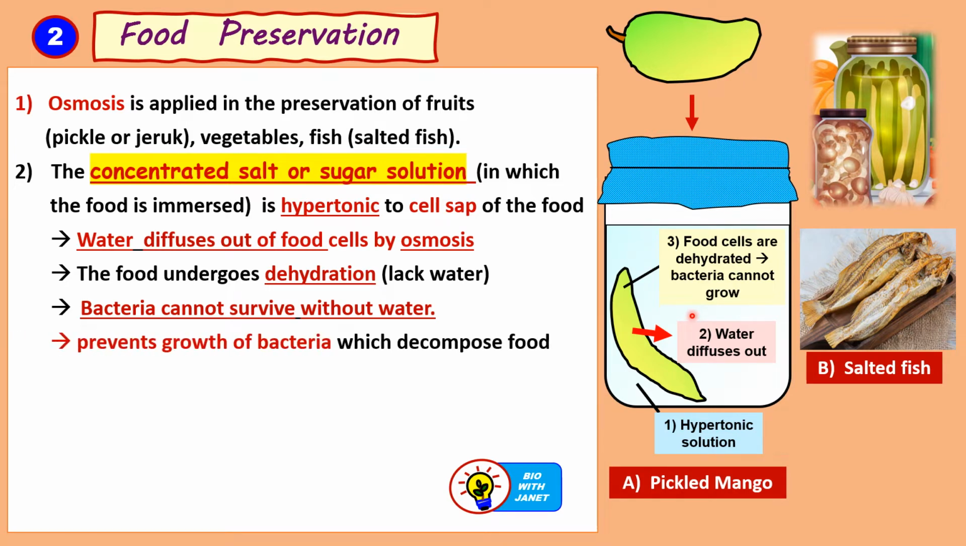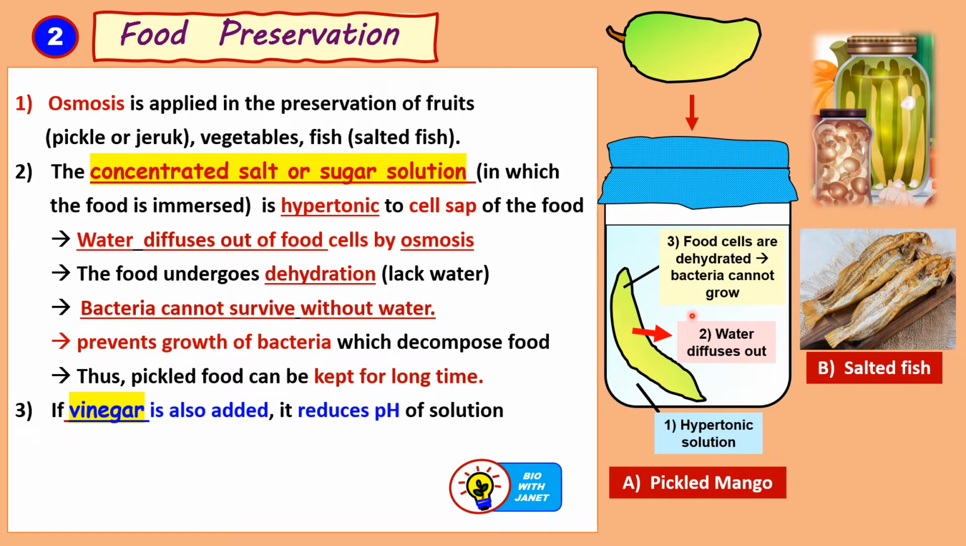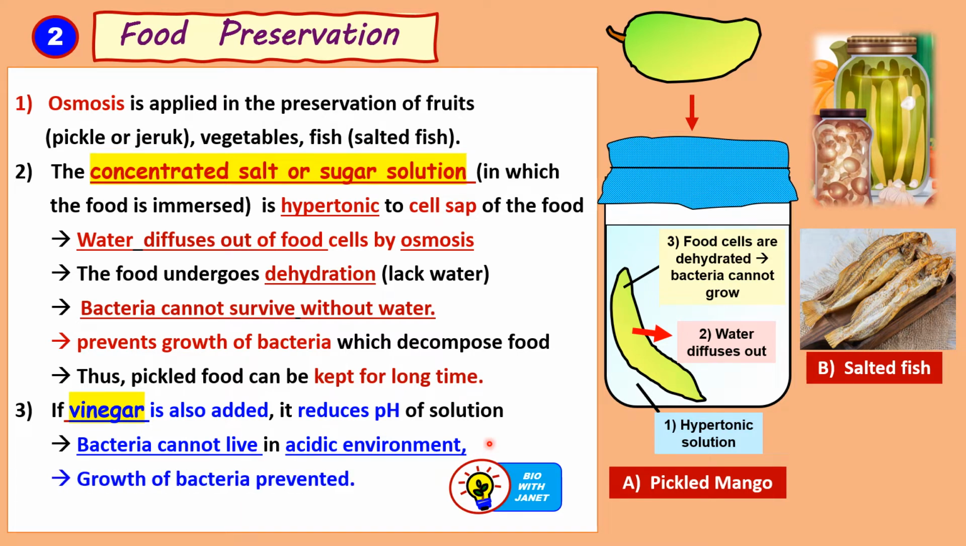So this prevents the growth of bacteria, which can decompose the food. Thus, pickled food can be preserved or kept for a long time. Sometimes vinegar is added. Vinegar contains acid, and it will cause a reduction in the pH of the solution. So again, bacteria will not be able to survive because it cannot survive in an acidic environment, and thus the growth of bacteria is prevented and the food is well preserved for some time.